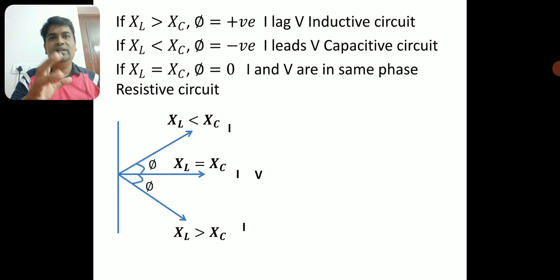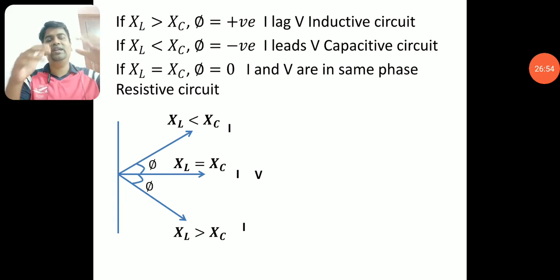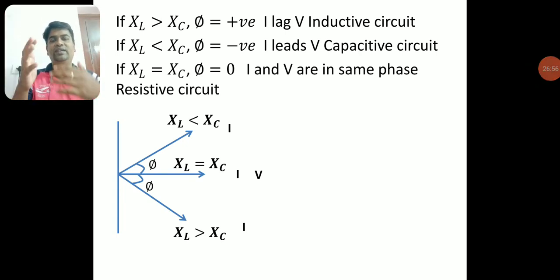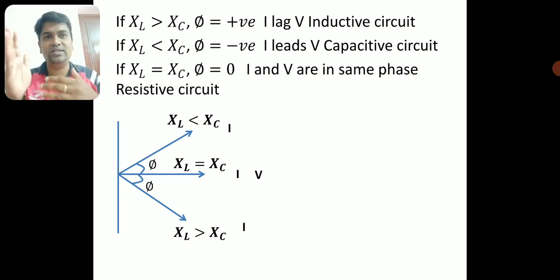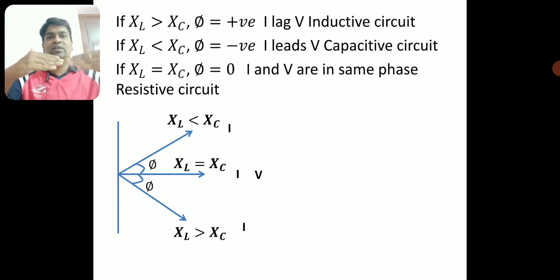Fine. In the third case, if the inductive reactance is equal to the capacitive reactance, now phi is 0. The phase angle difference between the current and voltage is 0. Now there is no leading and lagging. Current and voltage are in the same phase. This is a resistive circuit. Now both are represented by a horizontal line. So current is also a horizontal line. Voltage is also a horizontal line.